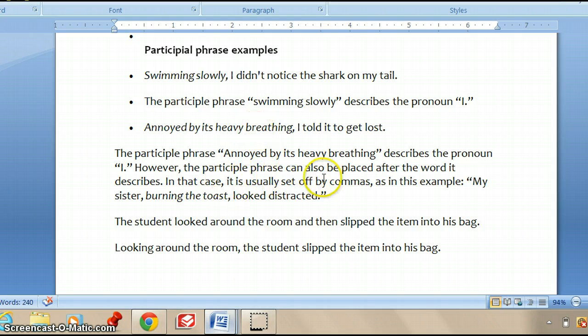Participle phrases can also be placed after the word they describe. They don't always have to come before. In that case, it's usually set off by commas, as in this example: my sister, burning the toast, looked distracted, where burning the toast describes sister.